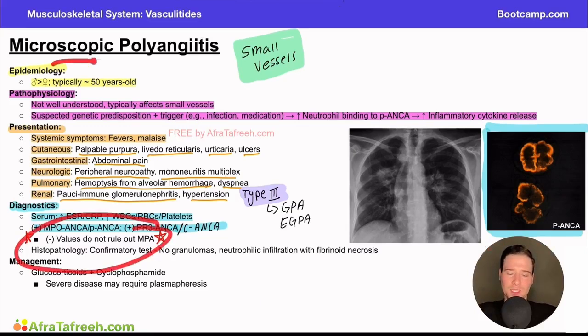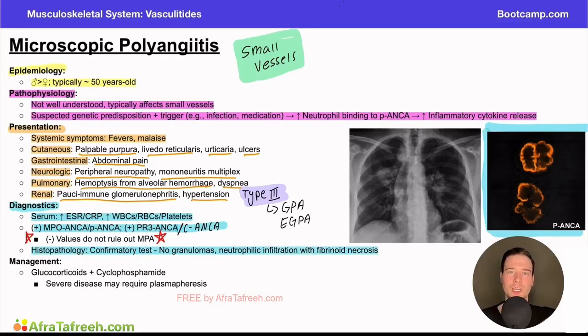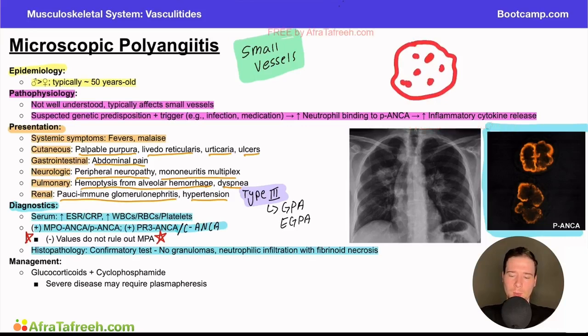If they give you a classic presentation of microscopic polyangiitis, but ANCA is negative, they could still potentially have microscopic polyangiitis. Now, key point here, with all this being said, the confirmatory test is going to be the histopathology. You need to get the biopsy, which would show no granulomas. It would show neutrophilic infiltration and fibrinoid necrosis. We've talked about these previously in the chapter, but recall, a granuloma is a collection of macrophages that create giant cells that kind of wall off and have a bunch of nuclei in them. In this condition, we're saying that we would not see this, right? We would not have granulomas.